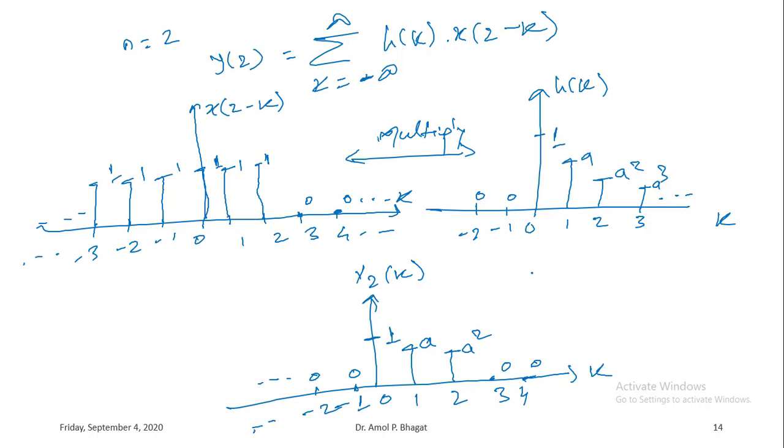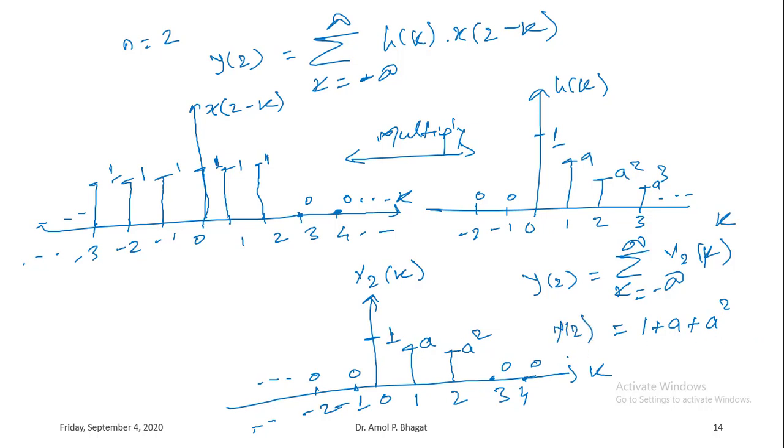Okay, so this y of 2 will be summation k from minus infinity to infinity v2 of k, right? So it will be 1 plus a square addition. Okay, 1 plus a square plus 0 and so on. So it will simply be 1 plus a square. Okay, so this is how you are obtaining the sample values in this case, because the value of a is not fixed here, right?